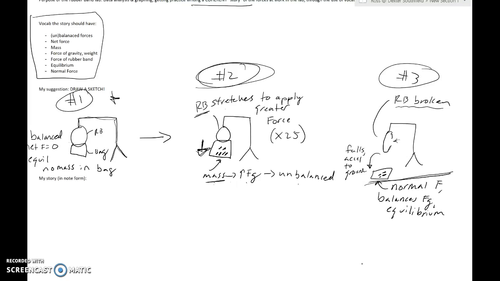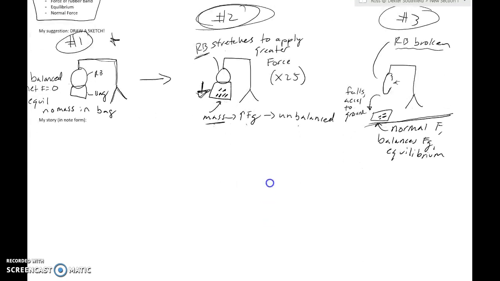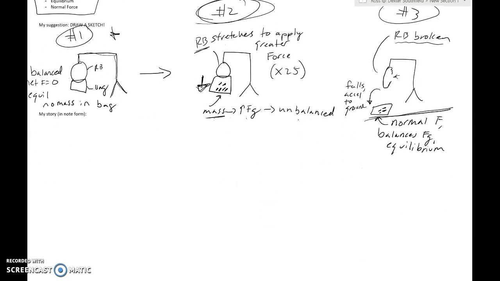So this kind of tells you, in pictures, the order that your story should go, right? If we take this and now put it into note form, then from there, you could actually write the discussion section. So if we're going to first just start with stage 1, you've got rubber band holds the bag, which is empty, up against F of G, which pulls down.